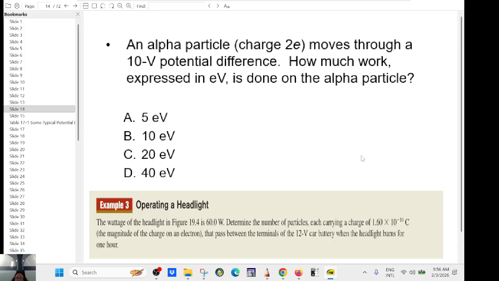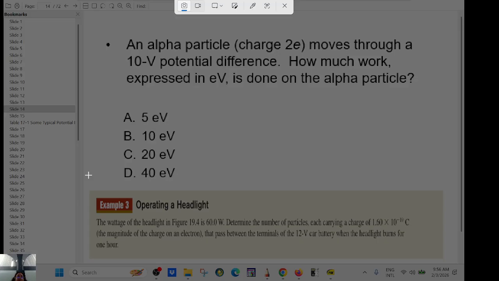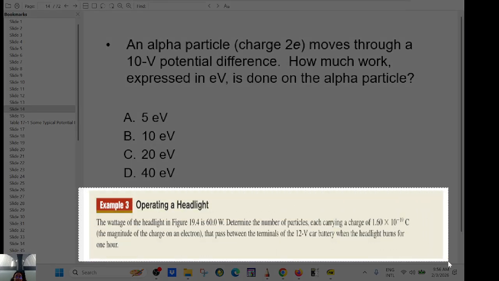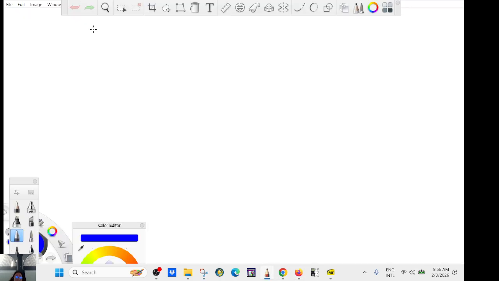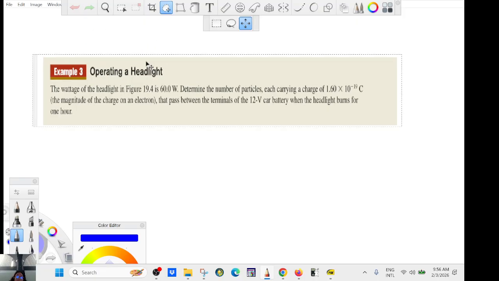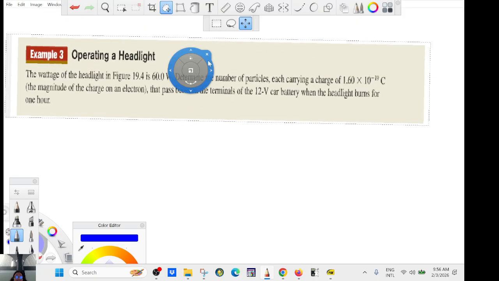Okay, so how many charges? Let's try to do this one. It comes from one of the free books, the free book I gave you the link to in Canvas. I took that from there. Try to do that.